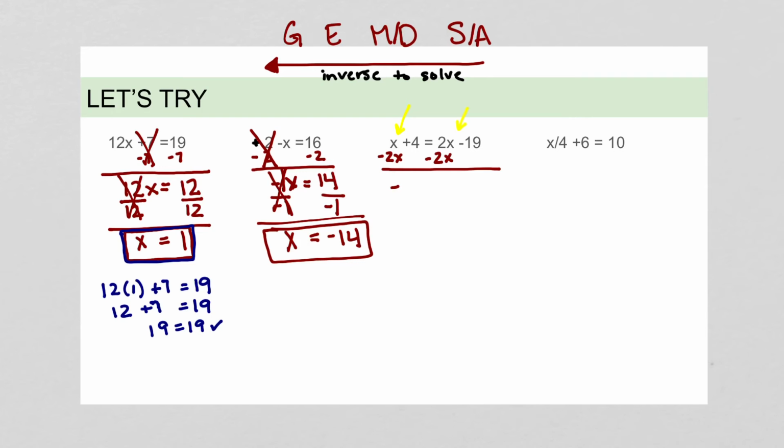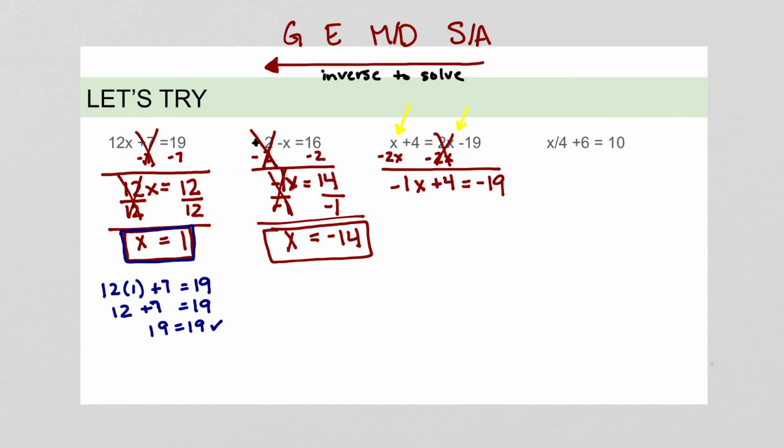Okay, well that gives me a negative 1x or a negative x. I've still got my plus 4. I still have my equal. That turned to 0, I don't need to write it anymore. And I still have minus 19. All right. So now, I have my x's on one side.